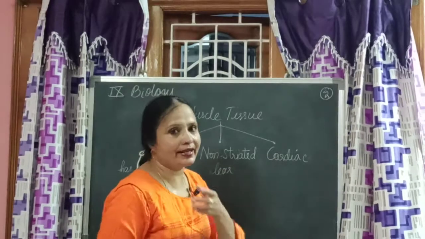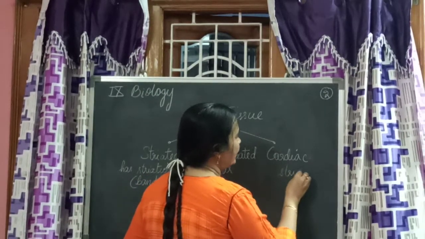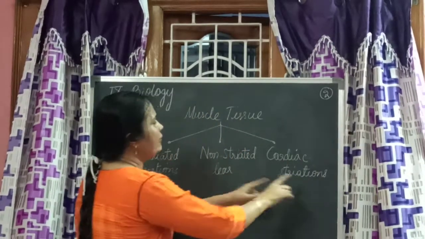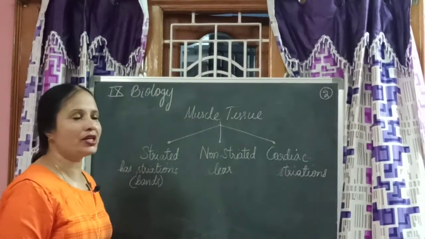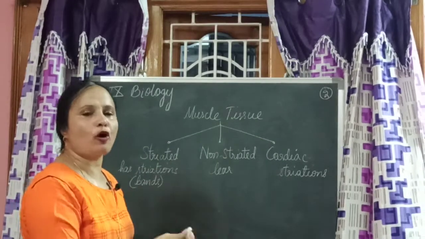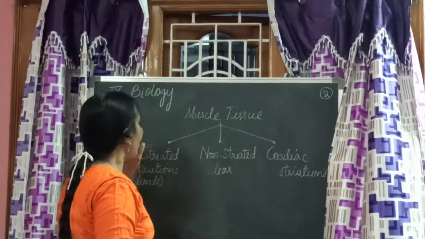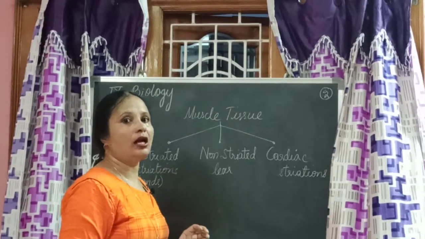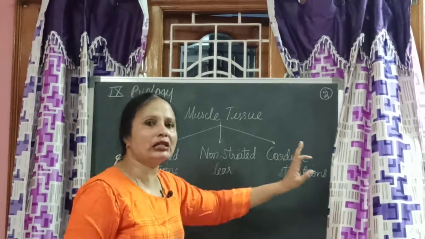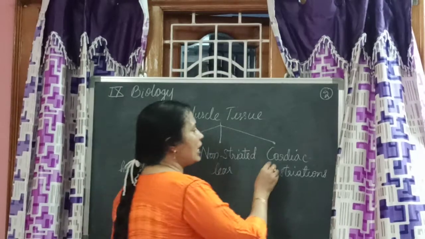Then how about cardiac muscle? It also has striations. Then if this is also having striations, why do we have cardiac muscle as a separate topic to be learnt? Why should we learn cardiac muscle separately and striated muscle separately? Because though it has striations, its functions are completely different from this function. Let us first learn about cardiac muscle.